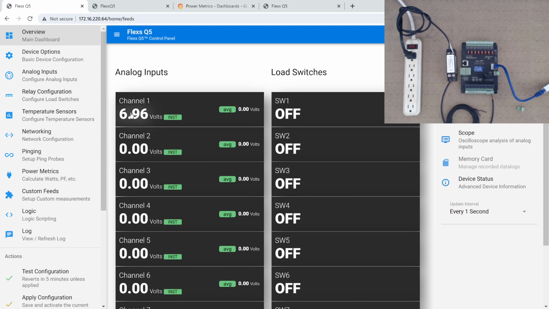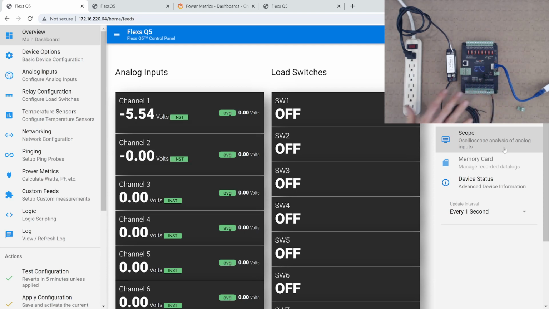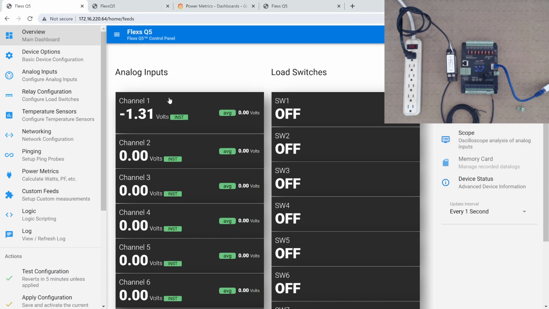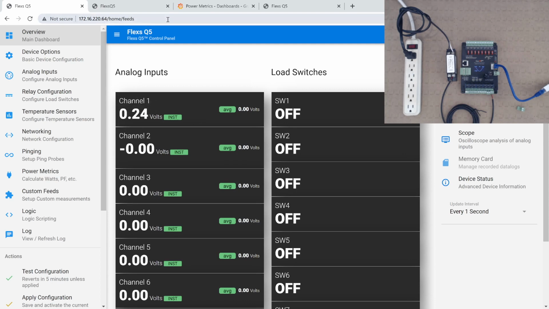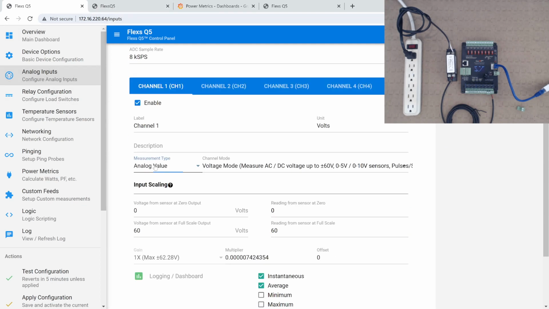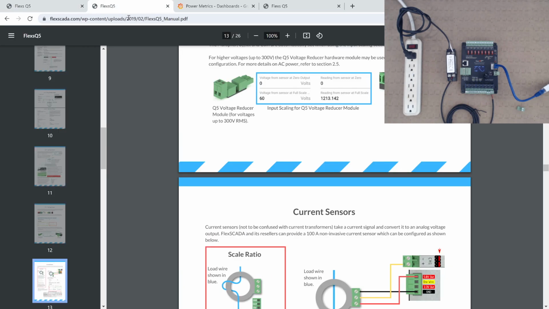We can see that our voltage is changing around a lot, and if we look at it on the onboard oscilloscope here, you can see we're picking up a sine wave. But we want to look at the RMS voltage, because the sine wave or instantaneous voltage that we have here isn't super useful to us. So if we go over here under analog inputs, we'll see that there's a mode for RMS value. Additionally, there's also some scaling here we need to put in.